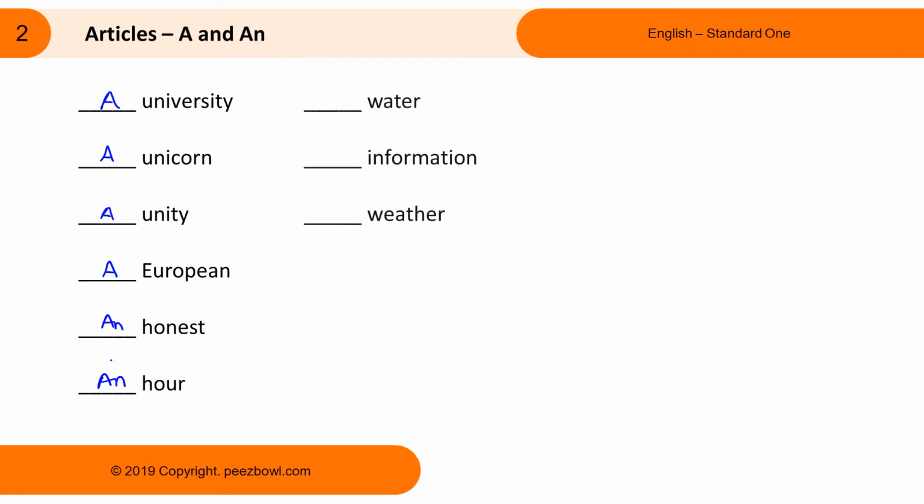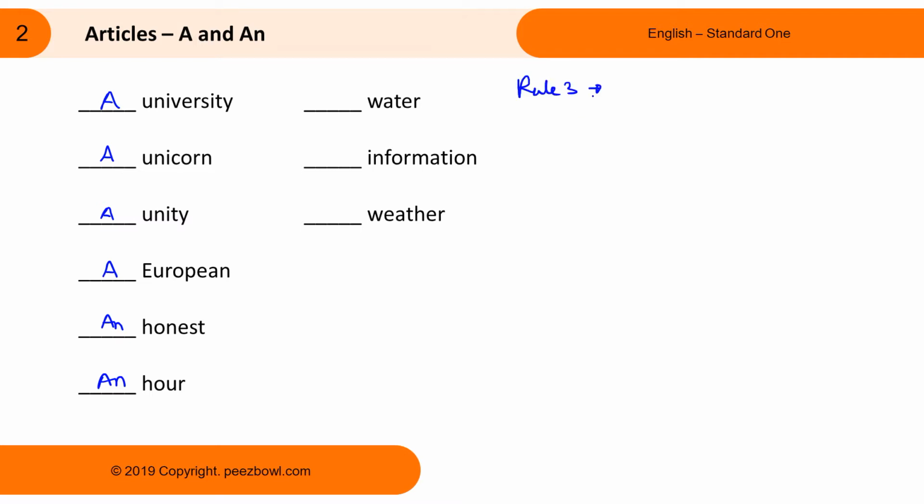Now I will add a few more words. We will have water, information, and weather. My question is, can you count these? For example, we cannot count water. We cannot say one water or two waters. Same with information and weather. We cannot say two weathers or three information, etc. By these examples, I want to highlight a few words which we cannot count. These are uncountable nouns. We have rule number 3.